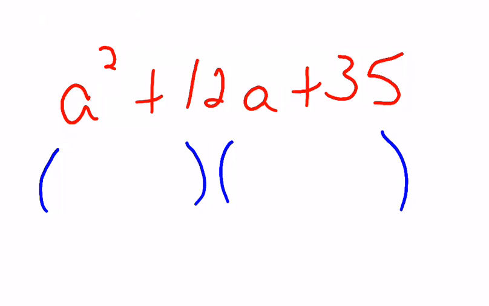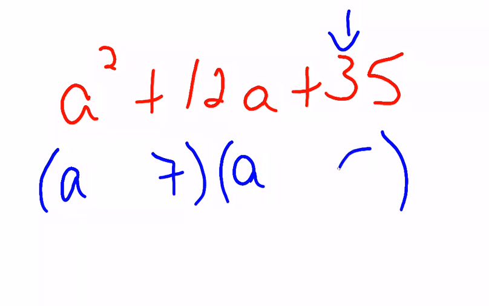So if we look at this, a squared, the only way we can get a squared is a times a. And now we need to look at factors of 35 that add to 12. So we look at 35, we could have 1 and 35. We could have 5 and 7, and I think those are all the factors. So out of those, which ones are going to add to 12? And the answer is 5 and 7. And it doesn't matter where you put them. I could have put the 5 in the first one and 7 in the second one, and then plus. So a squared plus 12a plus 35 factors to a plus 7 times a plus 5.